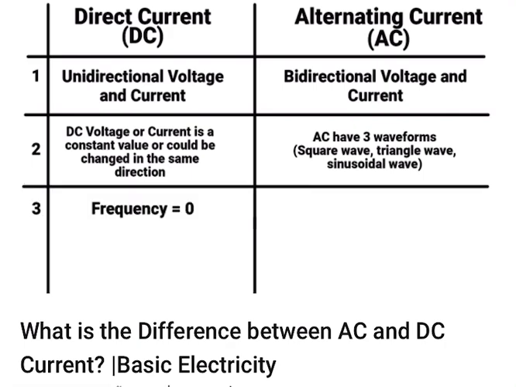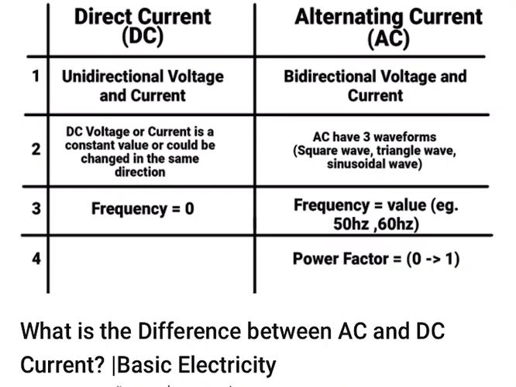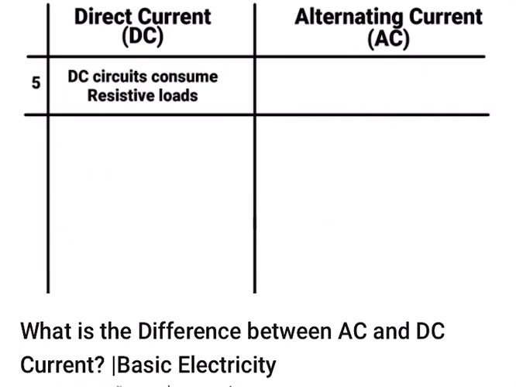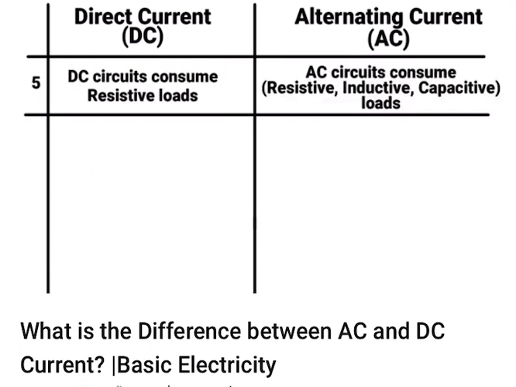The frequency of direct current is 0 because here we don't have repeated cycles. In AC, we have frequency, maybe 50 Hz or 60 Hz. In AC, we have power factor, which changes between 0 and 1 depending on the load. You can watch the video of power factor in the description down below. In DC, power factor is always equal to 1. So in DC, we have only resistive load, but in AC, we have resistive, inductive, and capacitive loads.